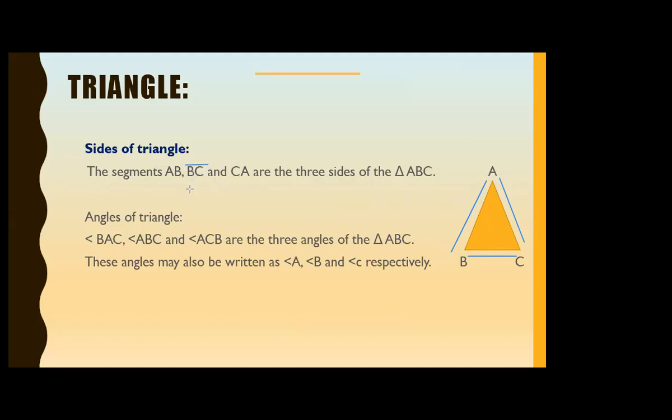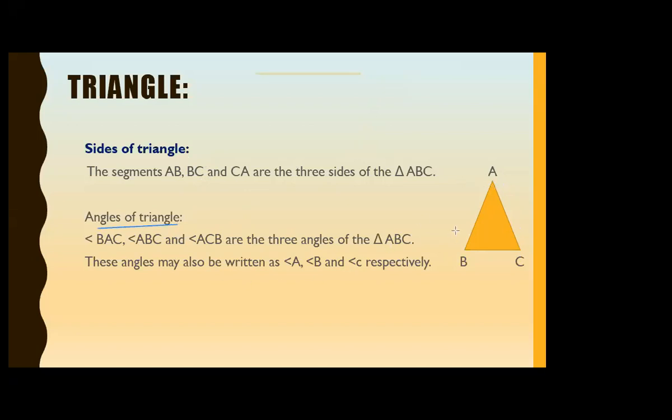If there is an arrow on one side, that means it's a ray, that means it extends indefinitely in one direction. And if there is an arrow on both sides of the line segment, it's a straight line that extends indefinitely in both directions. Clear, students? Now what are called the angles of the triangle?